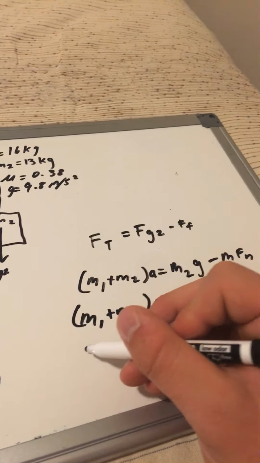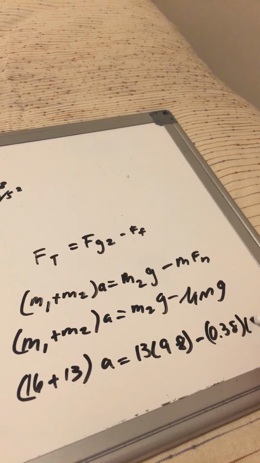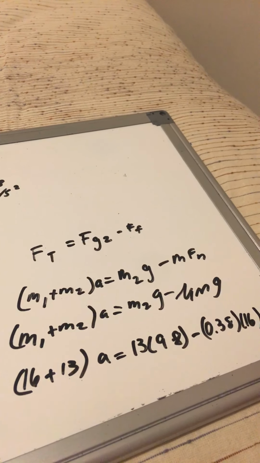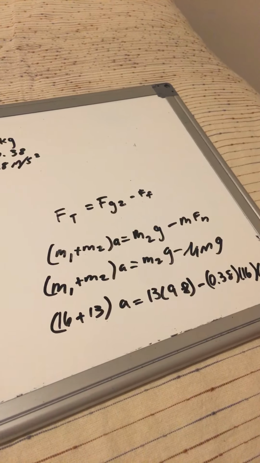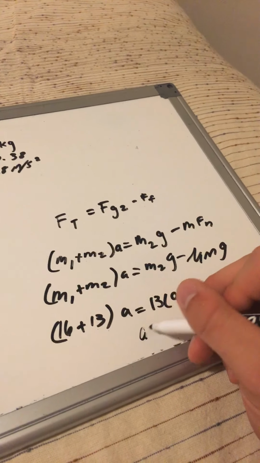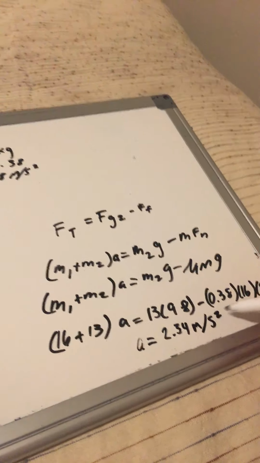So 16 plus 13 times that acceleration equals 13 times gravity, 9.8, minus mu, which is coefficient of friction, which is 0.38, times mass, which is 16, times 9.8. Okay, and then you just plug that into your calculator, and you find the acceleration, which equals 2.34 meters per second squared.